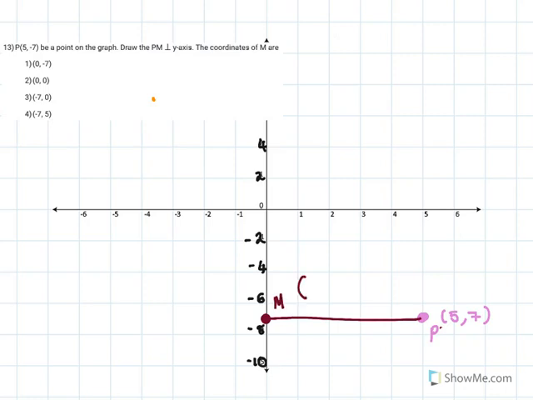Now the coordinates of M: it's on the y-axis, so x is 0 and y will be minus 7. So the correct option will be 0, minus 7. And just to add to this, if they were to ask you what is the foot of the perpendicular on the x-axis, this would be the x-axis here, this point. Since it is on the x-axis, your y will be 0. It will be 5, 0.